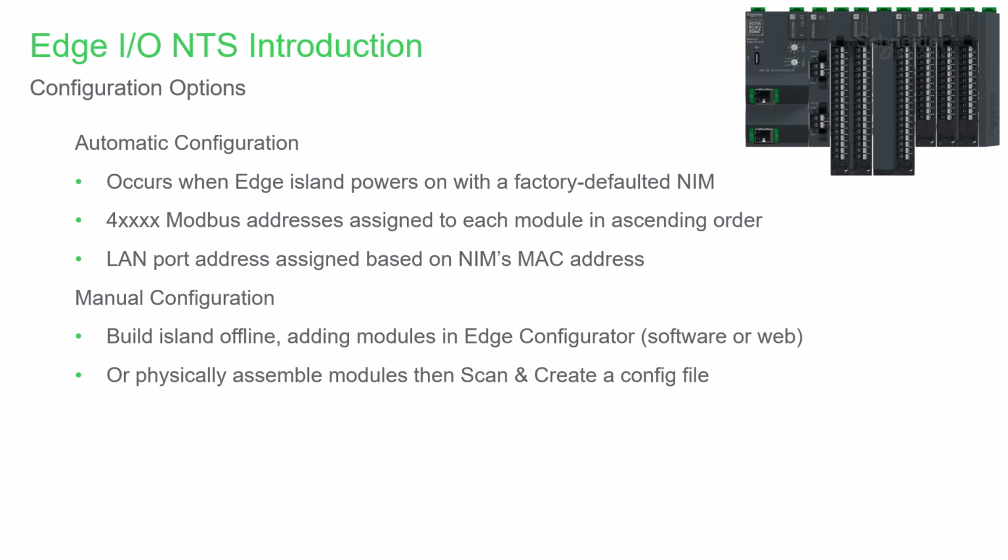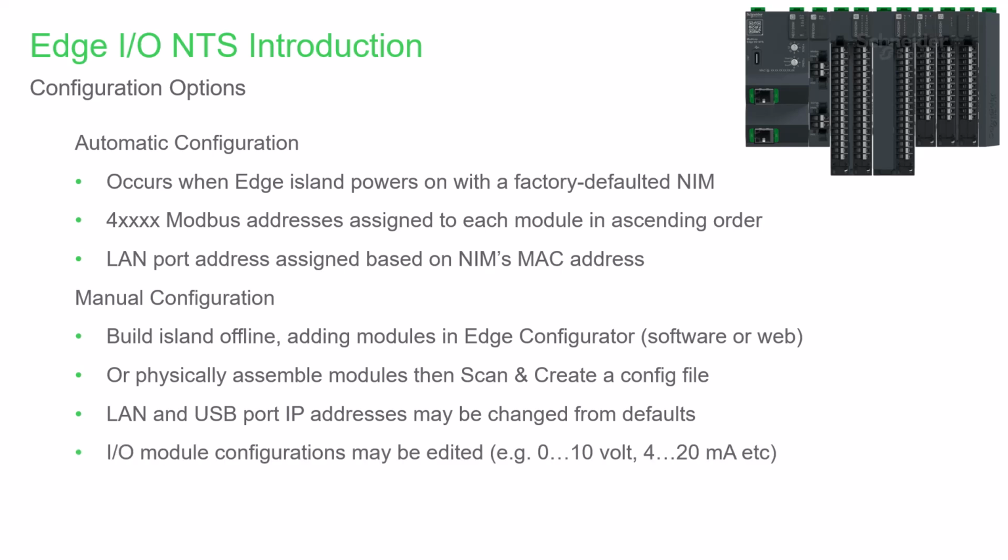matching the actual layout. You can change the network module's LAN port and USB IP addresses through the Edge Configurator if desired. I/O module configurations may be changed as well to match field requirements. You can then save and download the modified configuration to the island.